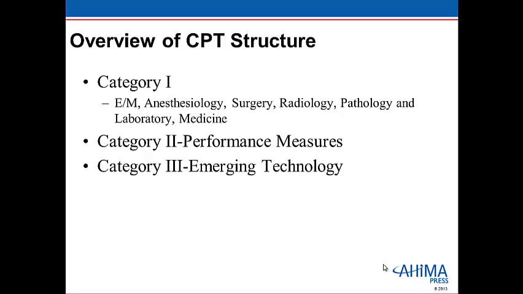CPT Category 3 codes are assigned an alphanumeric identifier with the letter T in the last field, such as 1234T. These codes are located in a separate section of the CPT book following the CPT Category 2 codes section.